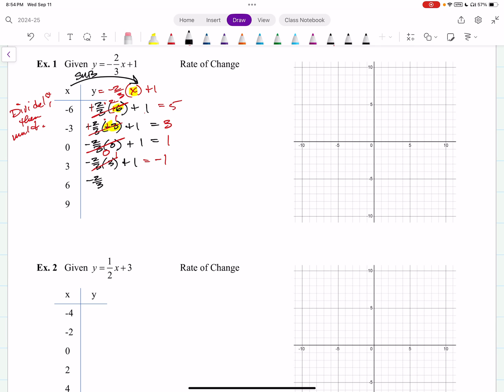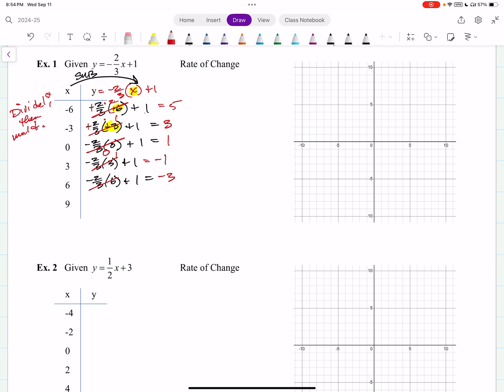Next one, negative 2/3 times 6 plus 1. All right, and so again, I want to divide first. Not that you have to. You can go negative 2 times 6 is negative 12, divided by 3. That's negative 4, plus 1 is negative 3. You could do it that way, or you can divide first.